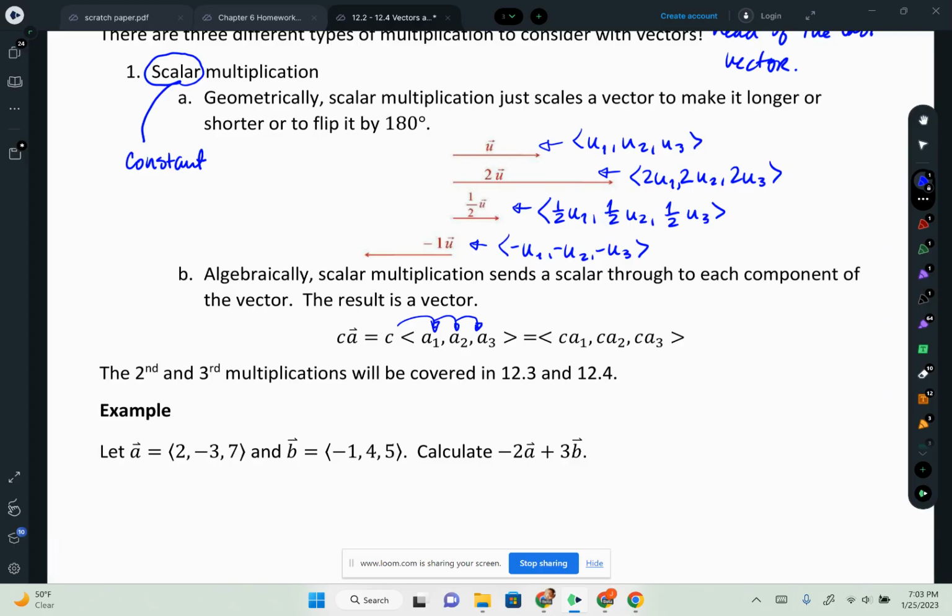The second and third multiplications won't be covered till 12.3 and 12.4. 12.3 is the dot product.